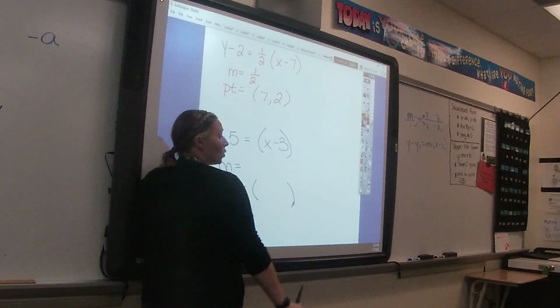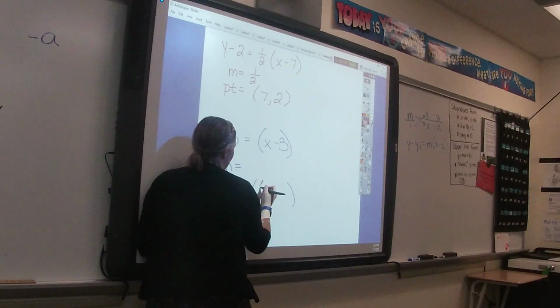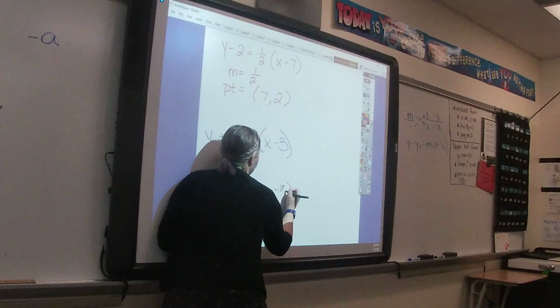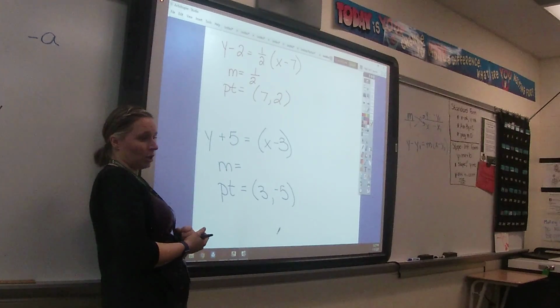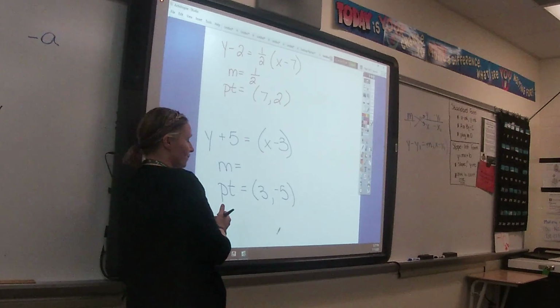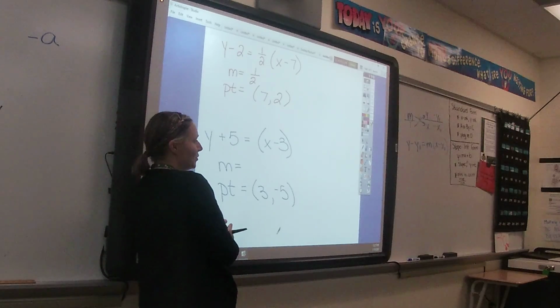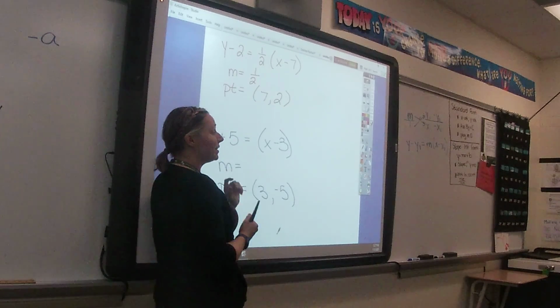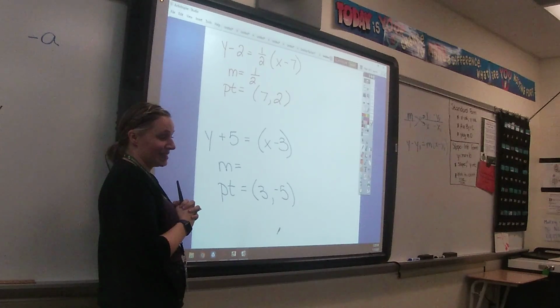Okay? So if we are looking at this, and we want to find our point. Drew, do you know what our x coordinate would be? 3. Evan, do you know what our y coordinate would be? -5. Carter, what's our slope? 3 over. You got the tricky one. Slope is always in front of the parentheses.